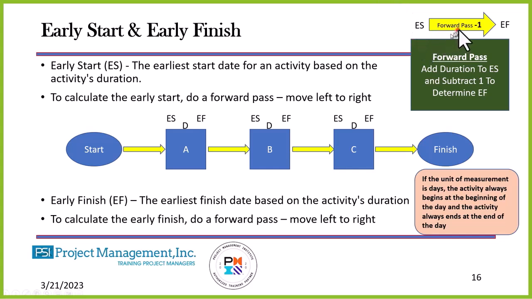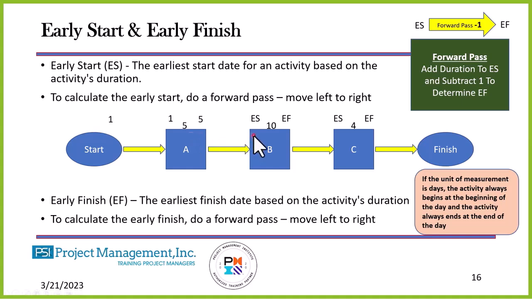Using this forward pass formula here, I will add the duration to the early start, and subtract 1, which will give me the early finish. So remember, start is a milestone. The early start of A is 1. Using that formula, I add 1 and 5 and subtract 1, and that gives me 5. Simple, right? The activity starts at the beginning of the next day.